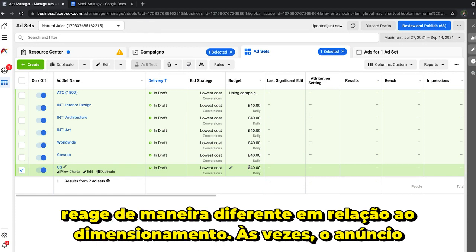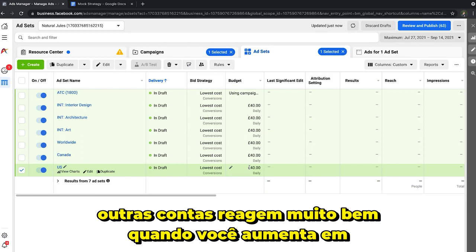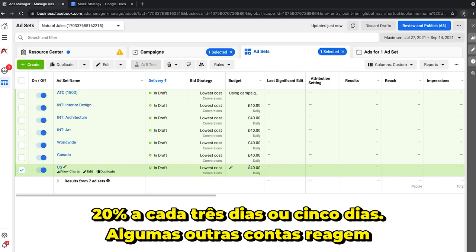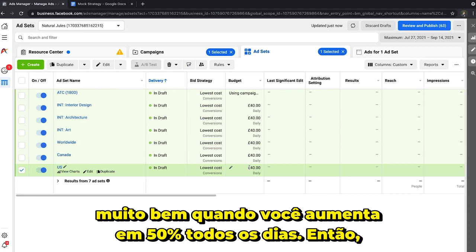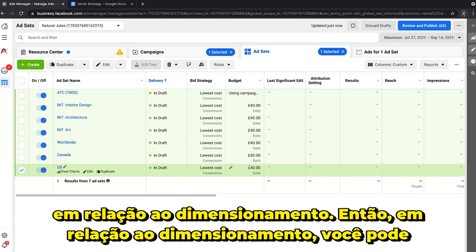So each account reacts differently in regards to scaling. Sometimes ad accounts react really well when you decrease the budget. Some other accounts react really well when you increase it by 20% every 3 days or 5 days. Some other accounts react very well when you increase it by 50% every single day. So you definitely want to split test those different techniques in regards to scaling.